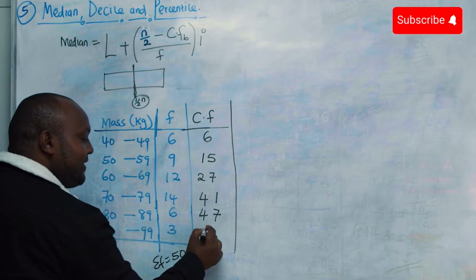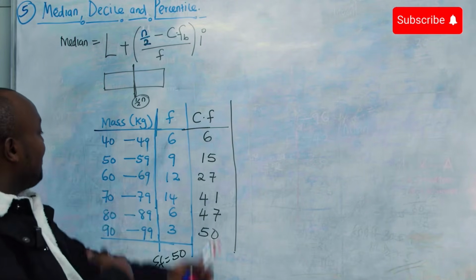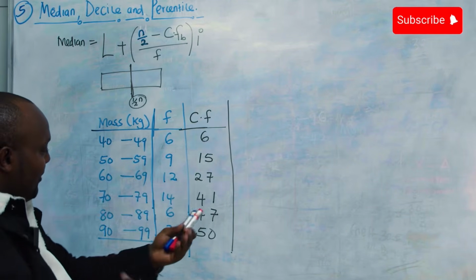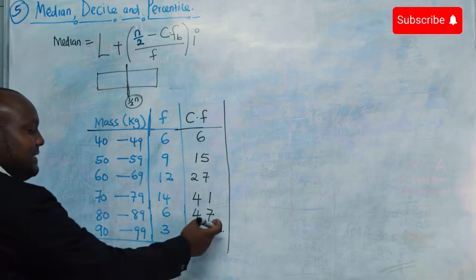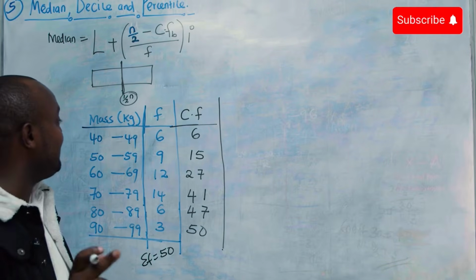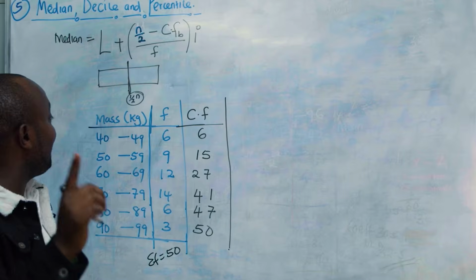7, and when you add 3, it's 50. It's like you are adding your frequency as you come in. The first one was 6. When you add 9, it becomes 15. When you add 12, what will it be? When you add 14, what will it be? When you add 6, when you add 3, that's how we get the cumulative frequency. It's as simple as that. We only need one column, and I always emphasize that.